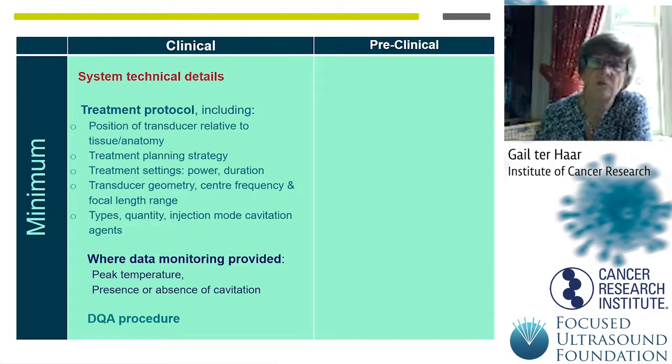And if cavitation agents are being used, what are they? How much of them are being injected? How are they being injected? And where data monitoring is provided, and we hope that this is in the majority of places, what is the peak temperature? Do we have cavitation? Is it there or not? And what are the quality assurance procedures that are being used? So this is the minimum level.